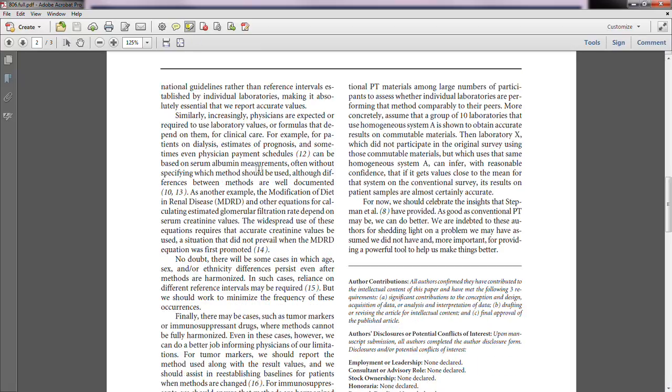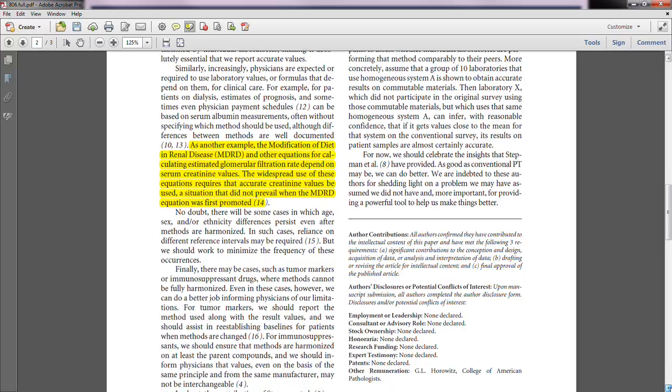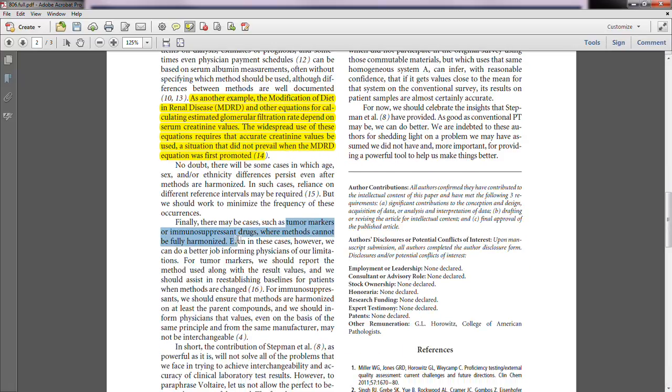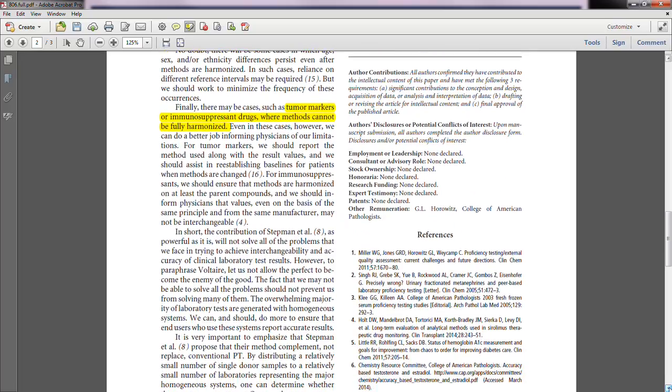Another example he gives is that, for example, the widespread use of the MDRD equation requires that accurate creatinine values be used. There are some cases, tumor markers and immunosuppressant drugs, where you can't harmonize. So the paper that we discussed will not solve all of the problems we're facing in trying to achieve interchangeability and exchange of clinical laboratory results.